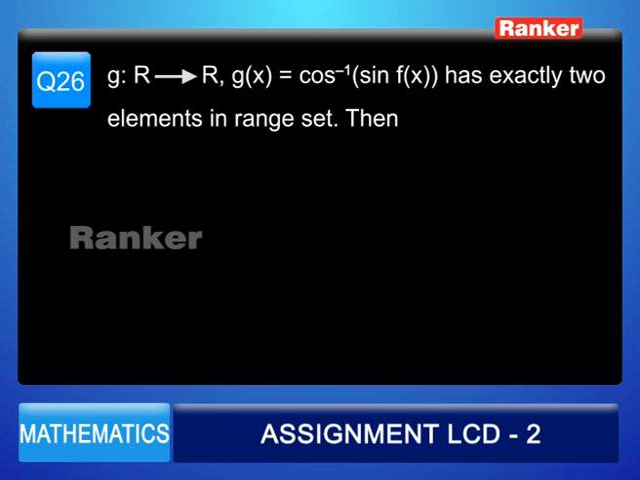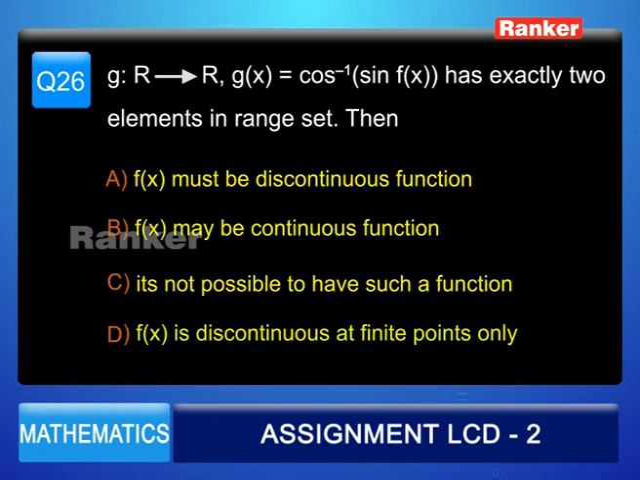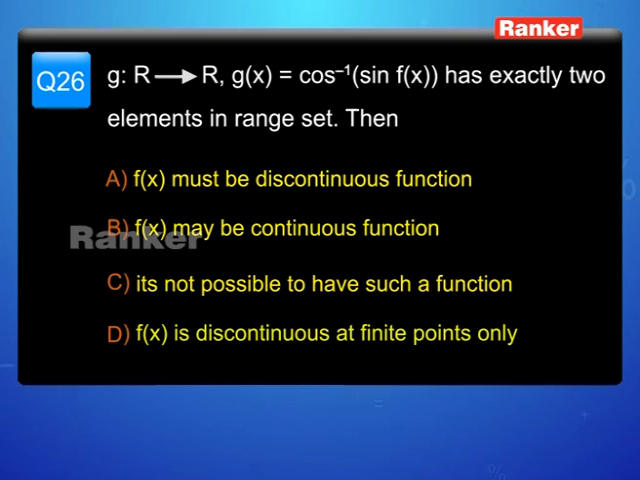Next question, g maps R to R, g of x is equal to cos inverse of sine of f of x, and it has exactly 2 elements in the range set. Then option A, f of x must be discontinuous function. Option B, f of x may be continuous function. Option C, it's not possible to have such a function. Option D, f of x is discontinuous at finite points only.